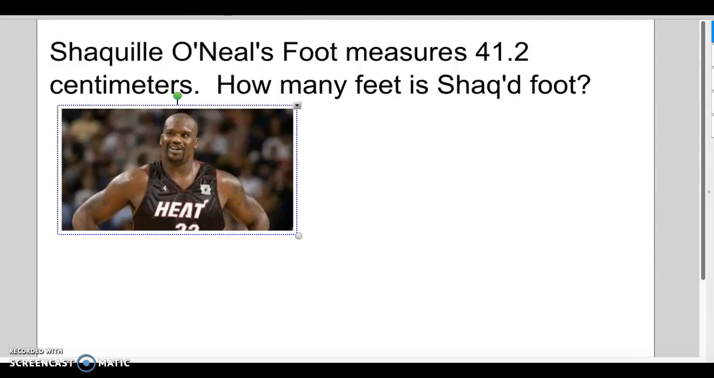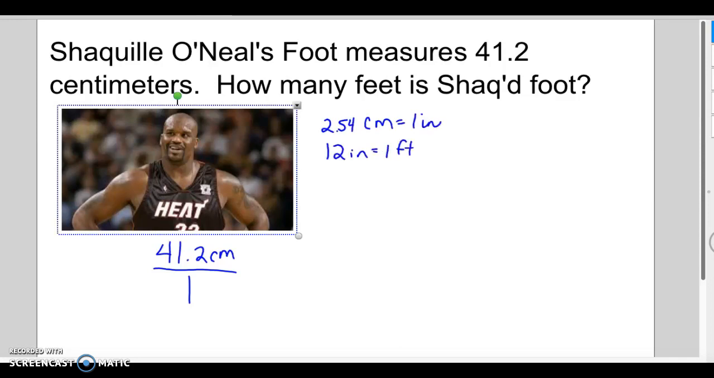This is an example. Shaquille O'Neal's foot is 41.2 centimeters, and we want to know how many feet that is. So we're going to start with 41.2 centimeters over 1. I want to go from centimeters to feet, but I don't necessarily know how many centimeters are in a foot. I do know how many centimeters are in an inch, and I know that there are 12 inches in a foot.